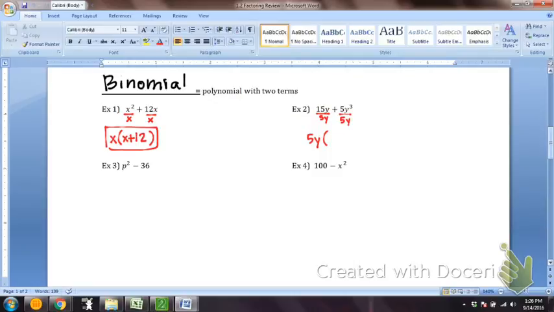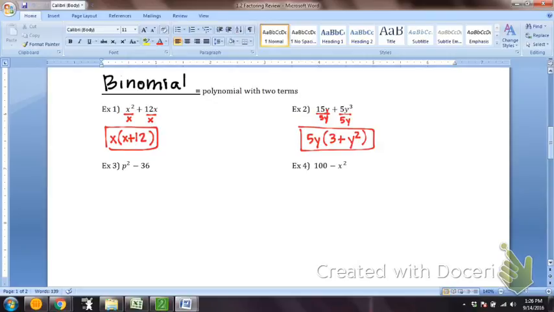What is 15 divided by 5? 3. And my y's cancel. And then 5 divided by 5 is 1, but we don't have to write the 1, right? Y cubed divided by y squared. This is finished. It can't go any further.